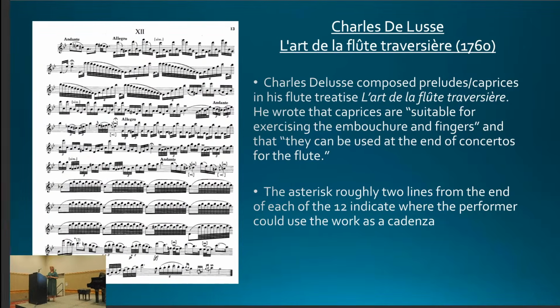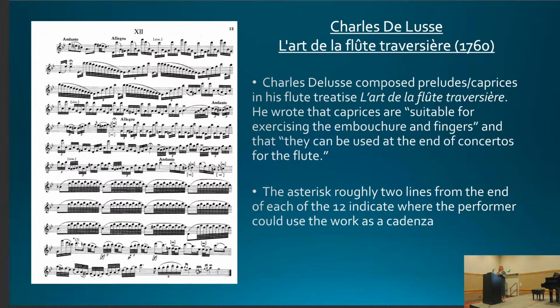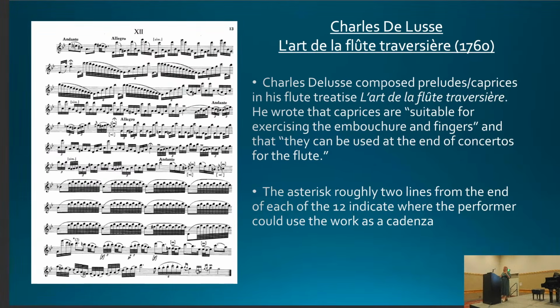All right, Charles de Luz, in his Art of the Transverse Flute in 1760, he wrote a bunch of preludes and caprices as part of this treatise that was in the end part of the treatise on playing the flute. These were modeled after violin writing of the time. And he said they were suitable exercises for exercising the embouchure and the fingers. He also stated that they can be used at the end of concertos for the flute. But he did say that there is a little asterisk at the end of these. This one in the modern edition's right there.